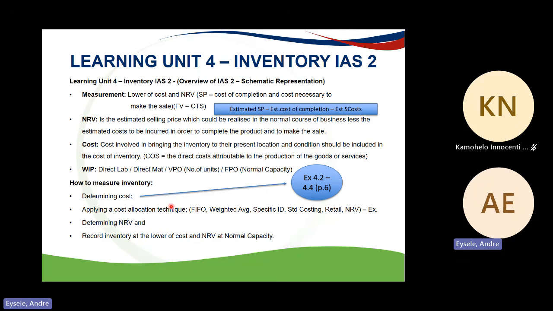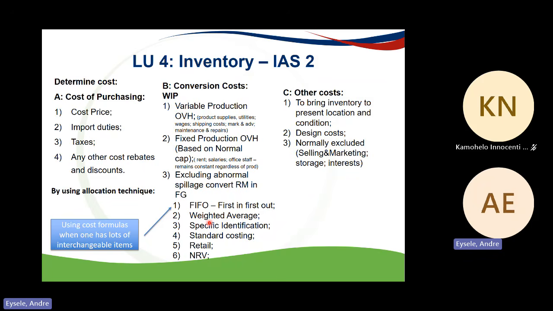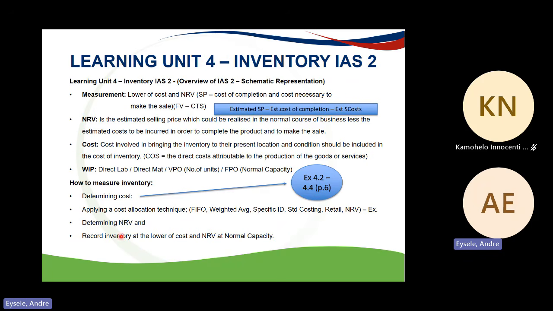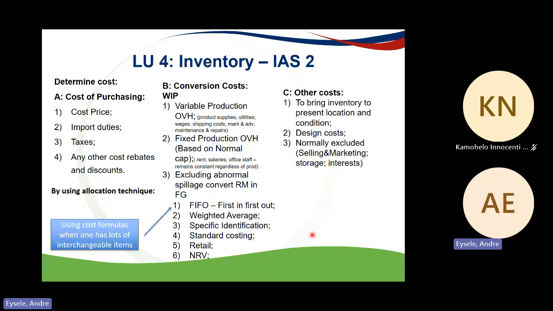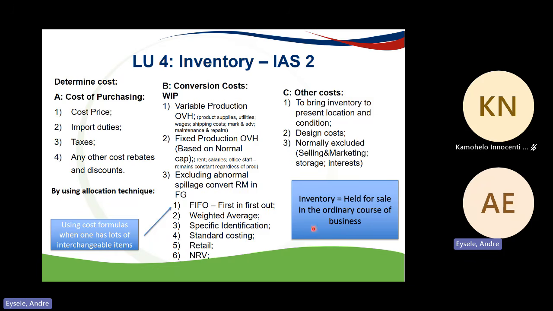Applying a cost allocation technique, like I said, there's already a video on that. Determining your NRV and then record inventory at the lower of cost and NRV at normal capacity. Now, colleagues, this is exactly what I've said and what we've explained now. I'm not looking at this slide again.